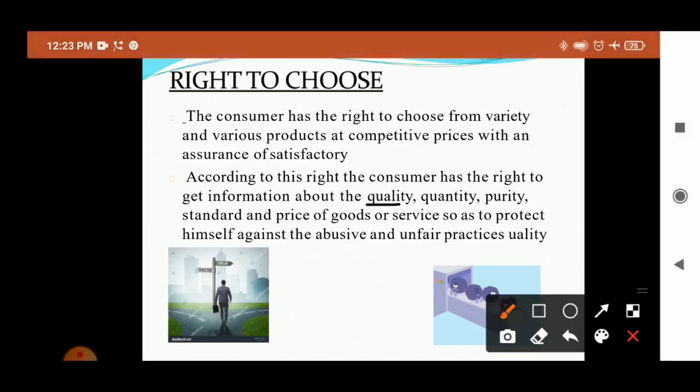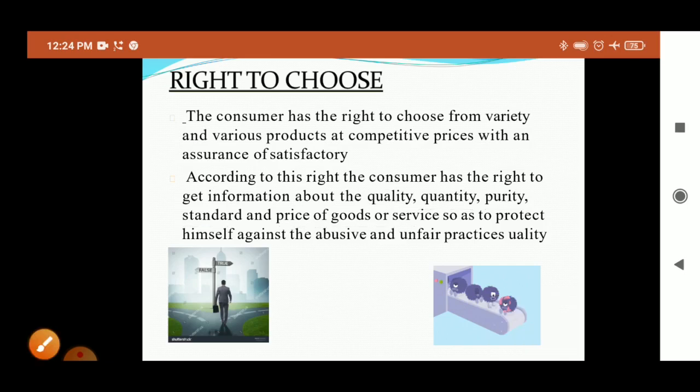quality, quantity, purity and standard and price of the goods and services, so as to protect himself against abusive and unfair practices. So for that purpose, the consumer who is going to buy a product has the right to see whether the product is quality oriented, or whether it is purity oriented, or it has a good standard and price of the products. So you can see all these things in order to avoid the consumer from getting adulterated products or getting into unfair practices. Okay, so by this way you can save the consumer.